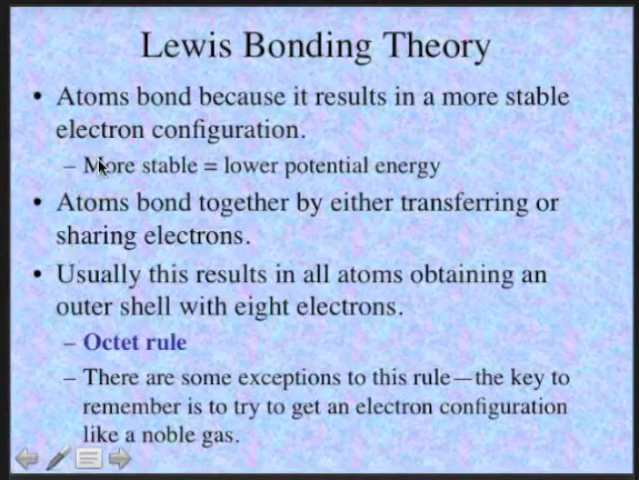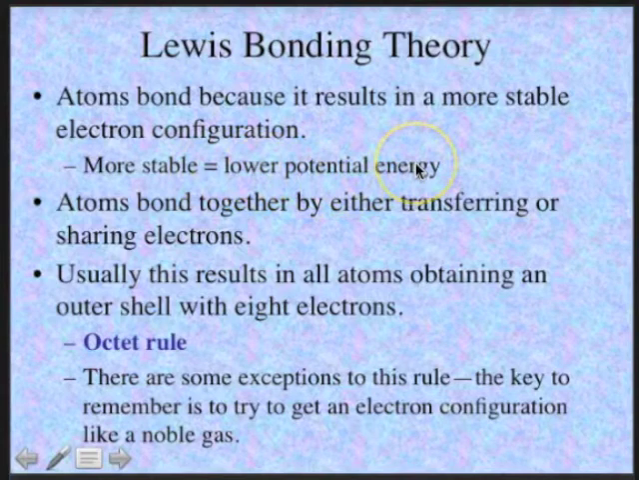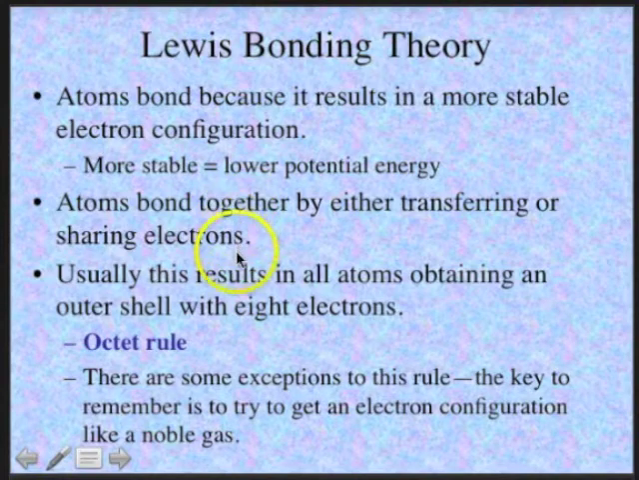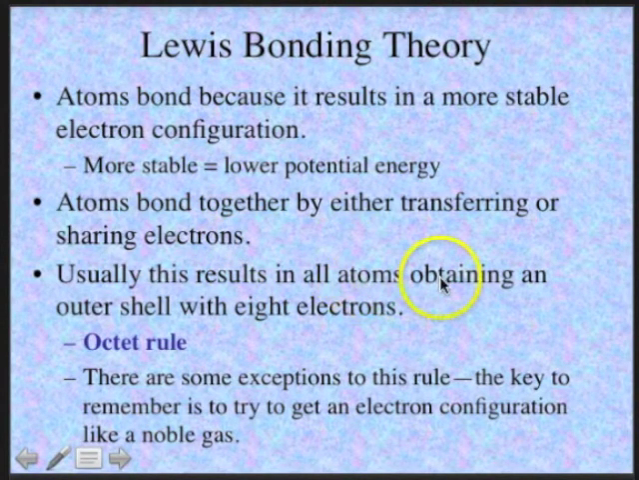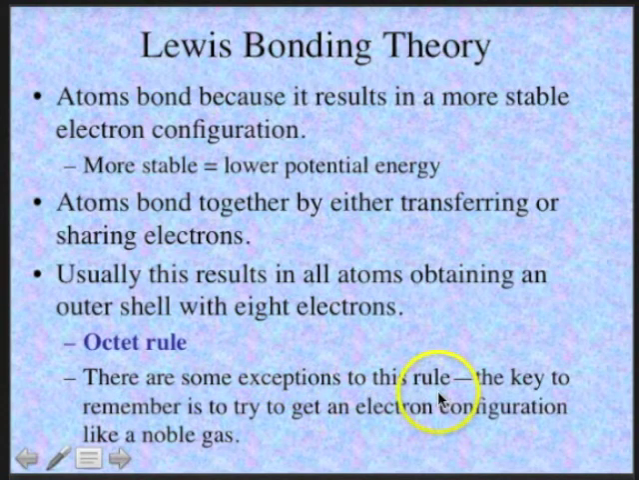Now we're going to talk about Lewis structures. Atoms bond because it results in a more stable electron configuration and a more stable system with lower potential energy. And they bond together by either transferring or sharing electrons. Usually this results in all atoms obtaining an outer shell with 8 electrons, the so-called Octet Rule. But there are plenty of exceptions to this rule.